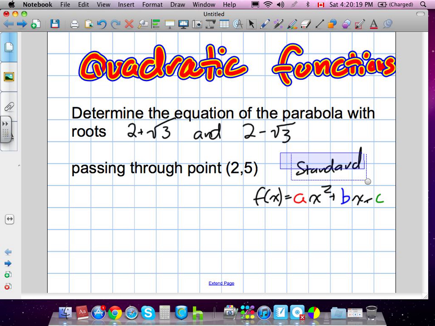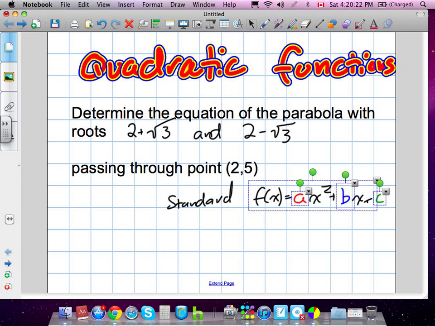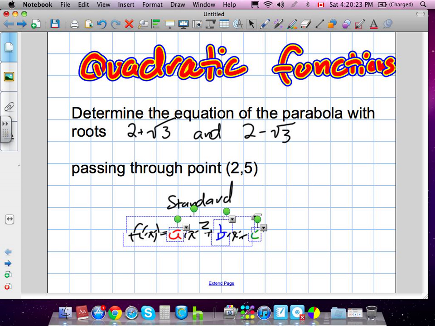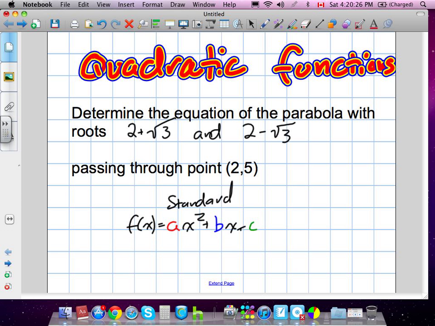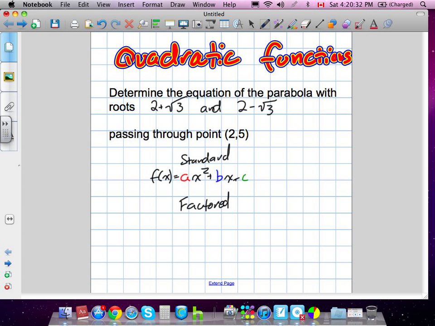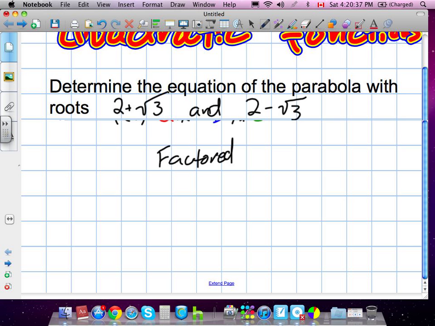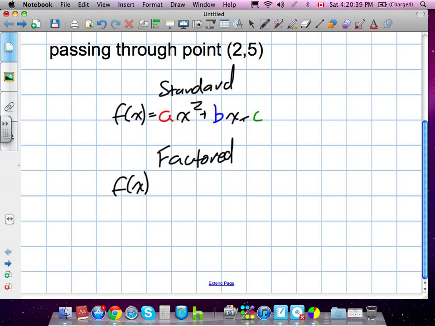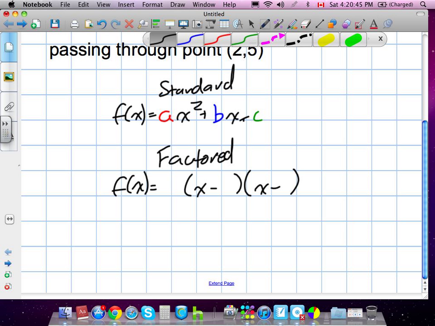Actually, this will be a little flow chart here. So we have our standard form. Then we have our factored. And our factored form is f of x is equal to, again, a, x minus r, x minus s. R and s are usually the letters they use. So here's an a. The a value is the same, and r and s deal with your roots.